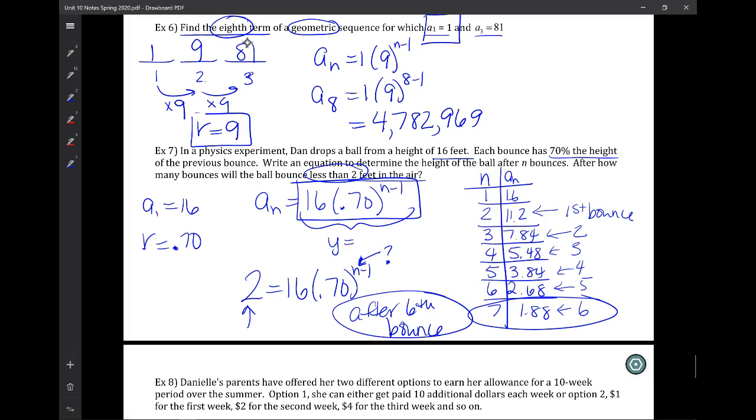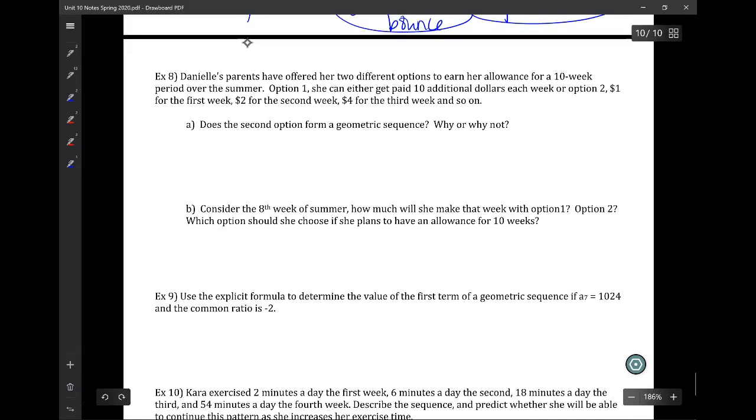All right, just a few more. So number 8, it says Danielle's parents have offered her 2 different options to earn her allowance over a 10-week period over the summer. So option 1, she can get paid $10 additional each week. Or option 2, she will get $1 for the first week, $2 for the second week, $4 for the third week, and so on. Does the second option sound like a geometric sequence? And I hope you would agree that it would, because the sequence was $1, $2, $4, and so on.